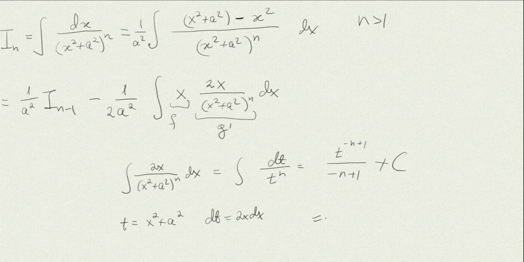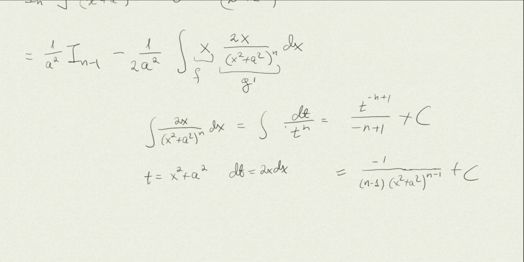Or if we want, we can plug in what we had previously, and then this is just minus 1 divided by n minus 1. This is the minus from here. And here we have x squared plus a squared to the power of n minus 1, plus a constant. So this would be g. And now when we take the integral by parts, we can write I_n equals 1 over a squared I_{n-1}. And here we take 1 over 2a squared.